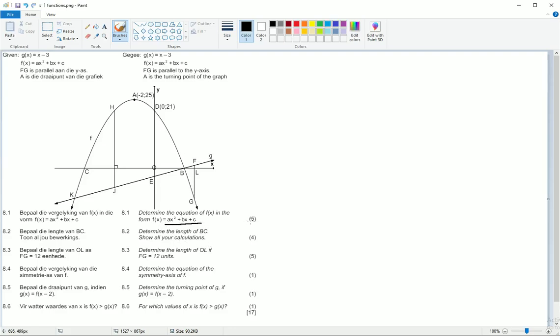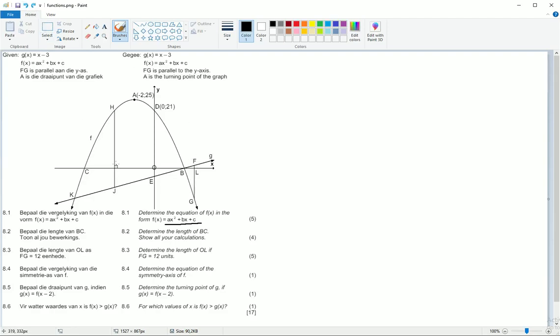So here we have to find the equation of the parabola. Let's first look at the given information. So here g of x, okay, that's our straight line. We have the equation for that. The equation for the parabola, that's what we need to find. Okay, FG is parallel to the y-axis. FG is over here, parallel to the y-axis.